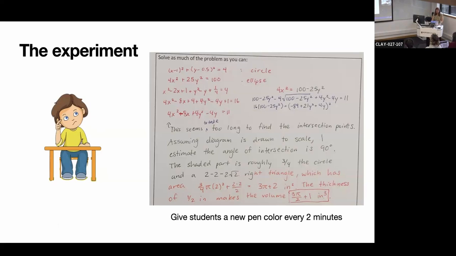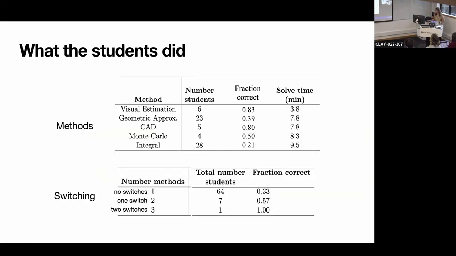Okay. So what we got out of this is what the students did. So these are all the methods they tried. They did visual estimation, geometric. They did CAD. We said you could use anything they want, so they had their laptops. So some of them actually used CAD, or did Monte Carlo, some integral. This is the fraction correct. Don't do the integral. The integral is super hard on this problem.